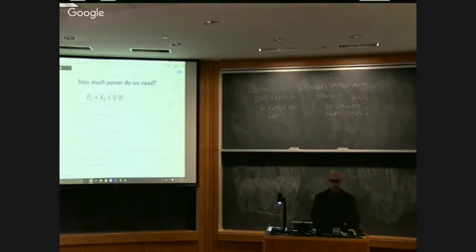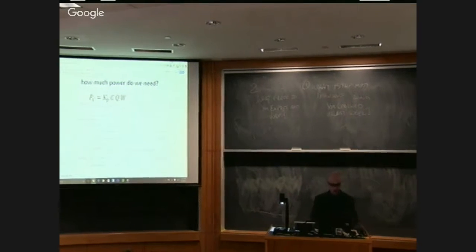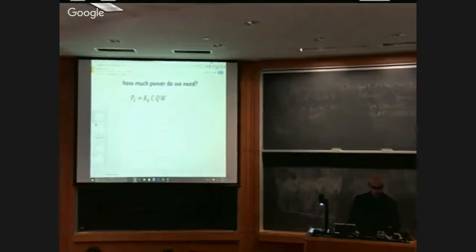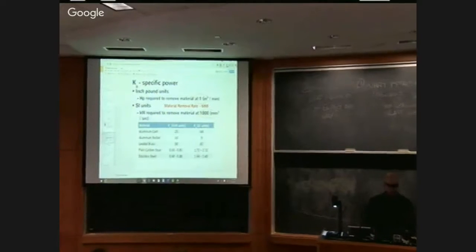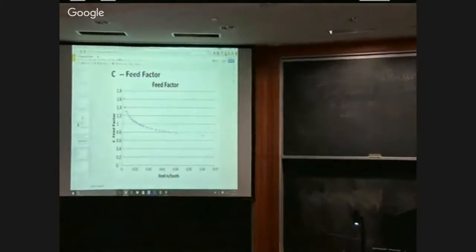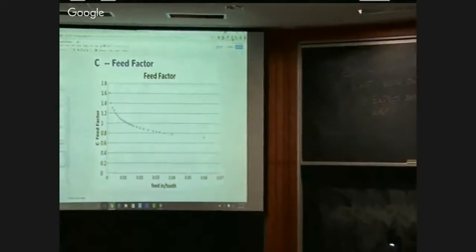And it's power of the cut. So it's the power going into forming the chip. And that equals this Kp value. Kp is a material quantity, so it's about the material. Kp is what we call the specific power, and it's got units. It's also going to have information about a feed factor.